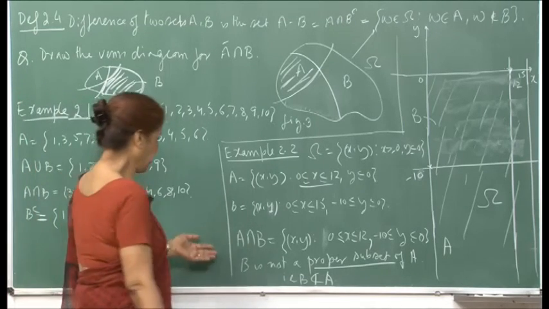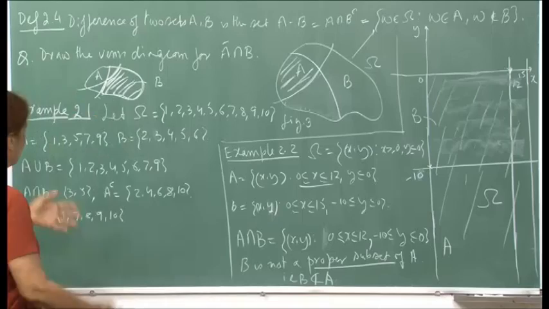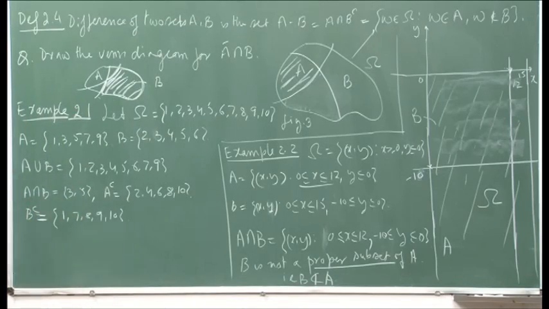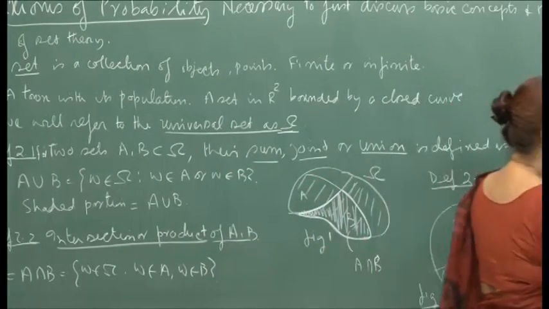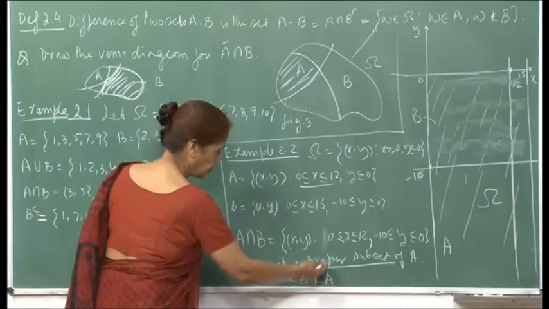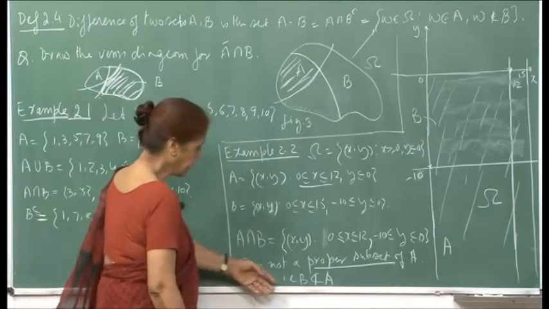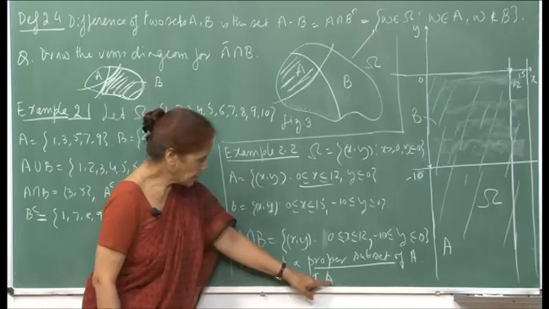And of course, I have already used the concept that A and B are subsets of omega. Here you can see that B is not a proper subset of A, because you can find points which are in B but which are not in A.